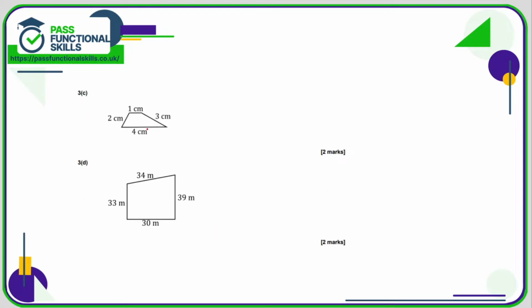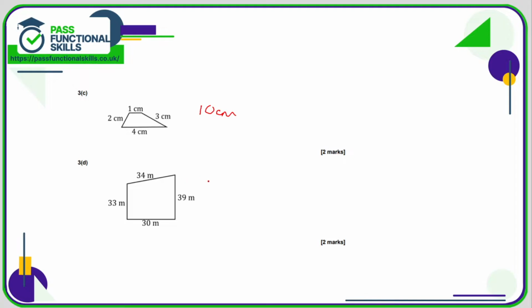For 3c, again, just some relatively straightforward addition here. 4 plus 2, 5, 6, 7, 8, 9, 10 centimetres. Just be careful with these, make sure you add up all the sides and make sure you don't inadvertently add one side twice.